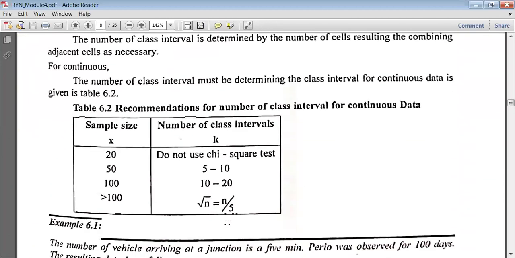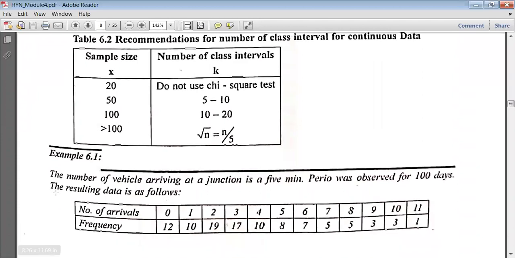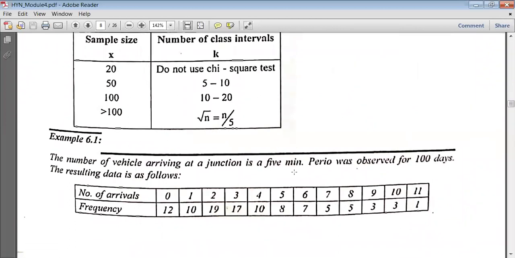So let us take a simple example here. The first problem we have: the number of vehicles arriving at a junction in a 5-minute period was observed for 100 days, right? So for 5 minutes at a junction, the number of vehicles arriving was observed for 100 days and the resulting data is as follows, right?